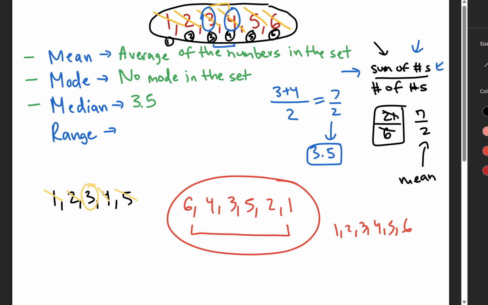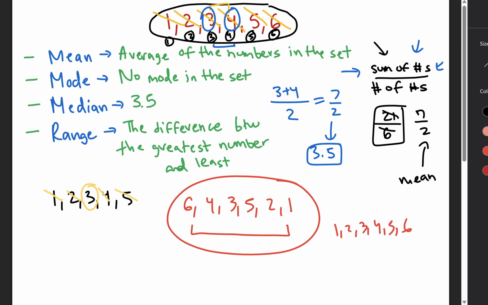And last but not least, we have range. Range is very easy as long as you have your numbers in sequential order. If you don't, it's still pretty easy, but it might be easier to rearrange them. So this is just the difference between the greatest number and the least. Actually, I might just say the greatest and least numbers, or the highest and lowest numbers. I'm not sure if this English is even proper, but you get the idea. The difference between the highest and lowest numbers.